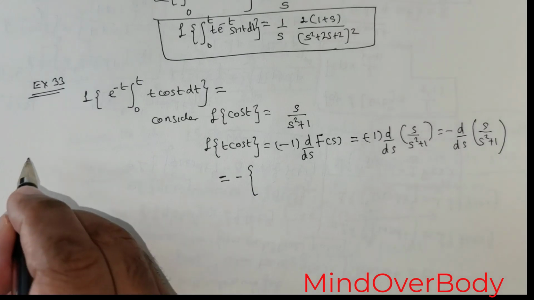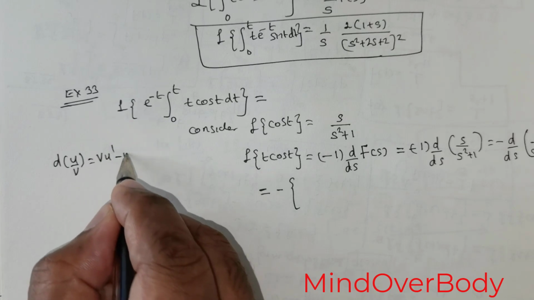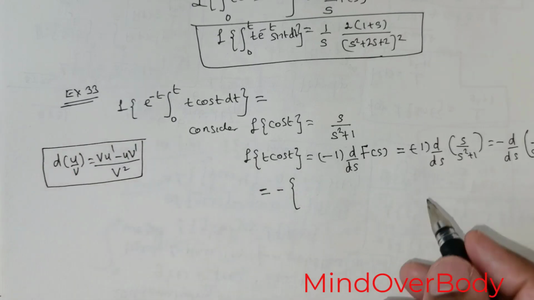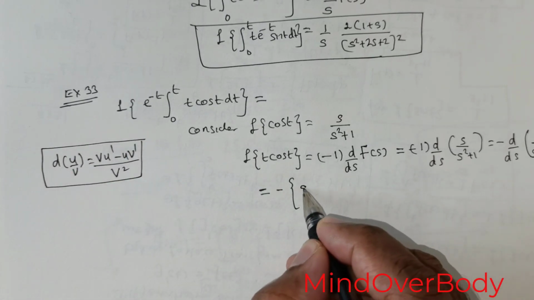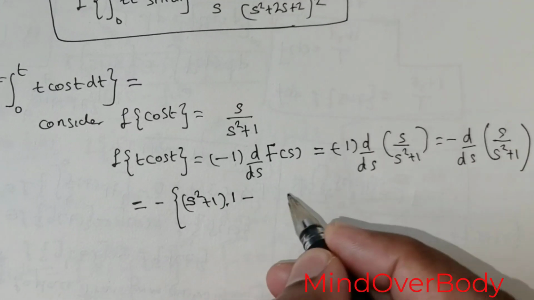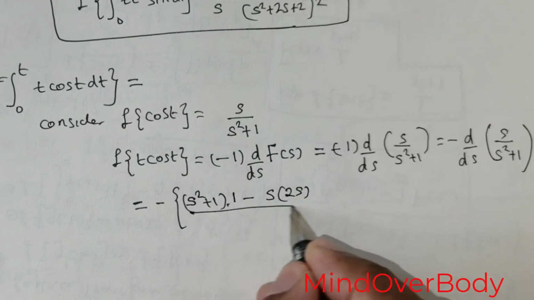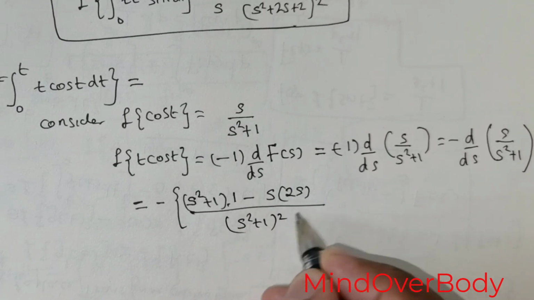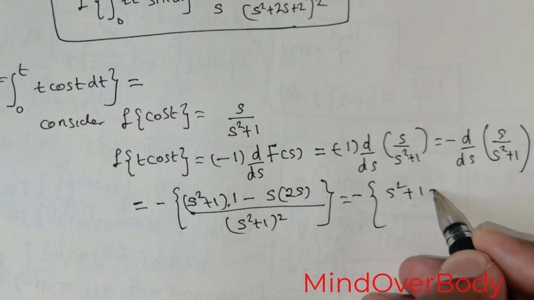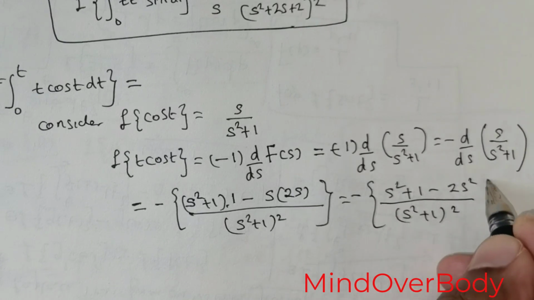I would be using the u over v method. Differentiating u over v gives v times u dash minus u times v dash over v squared. This is the formula. Using it, we have negative of s squared plus 1 times the differentiation of s, that's 1, minus s times the differentiation of s squared plus 1, which gives 2s. This has to be divided by (s squared plus 1) raised to the power of 2.